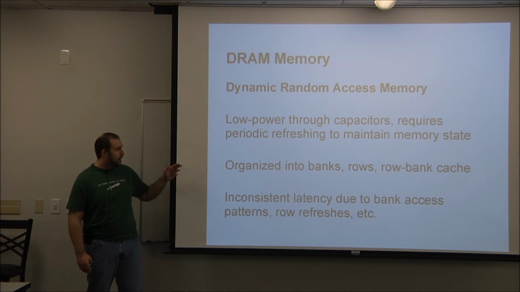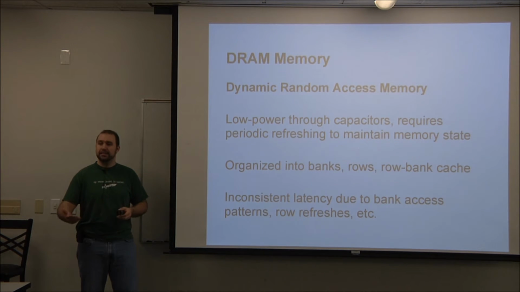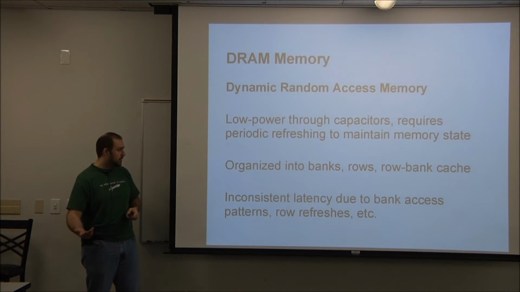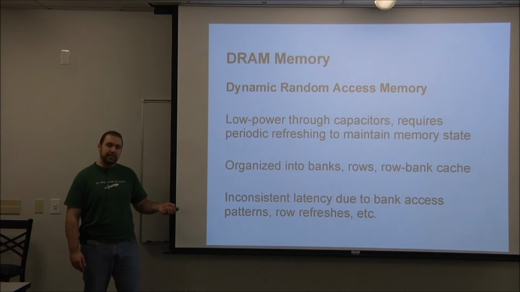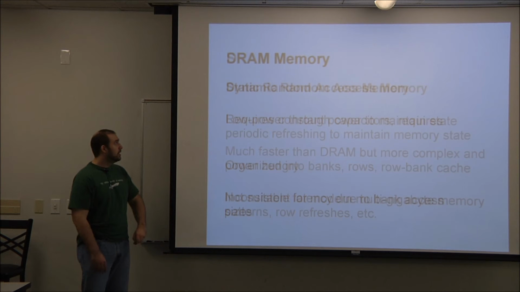It's worth noting that the RAM organizes itself into banks, rows, and what's called the row bank cache. And you can generally think of these as the different access levels to the RAM itself. There's a lot of latency with DRAM. We want to avoid hitting RAM as often as possible, essentially.